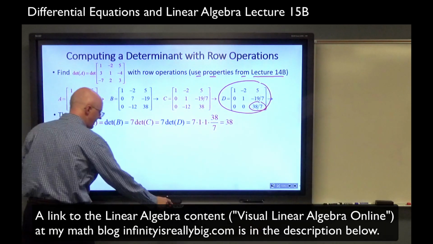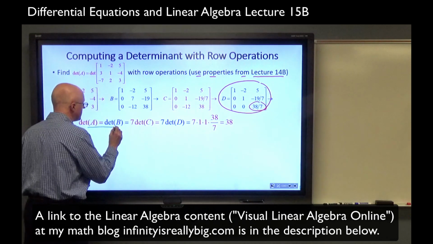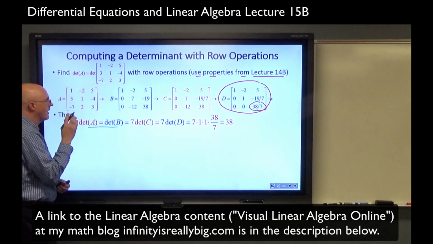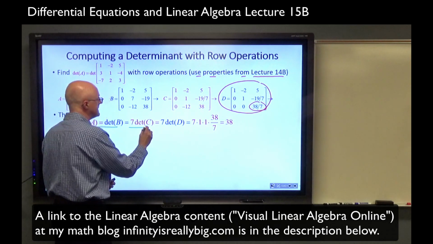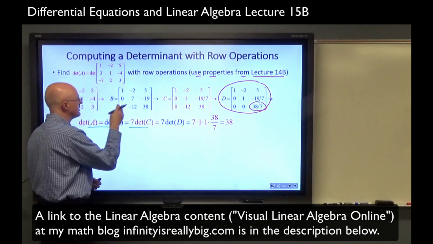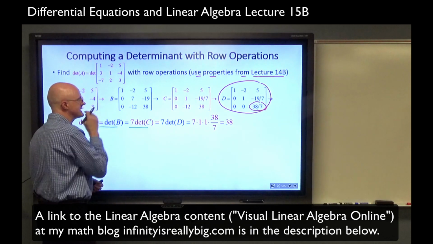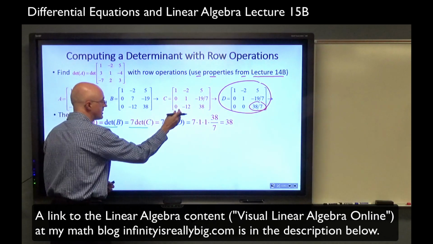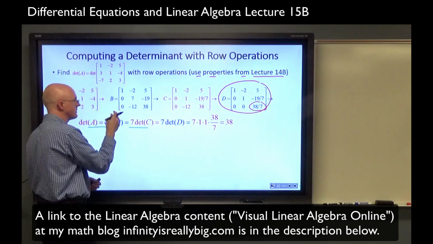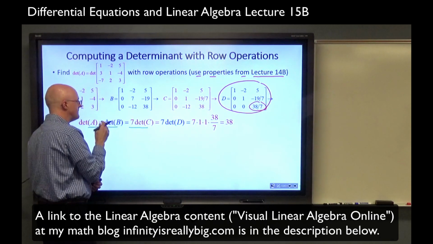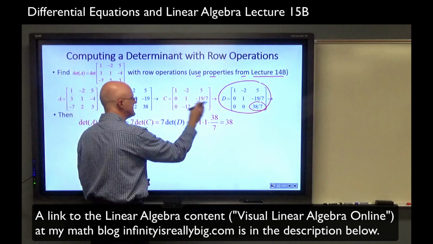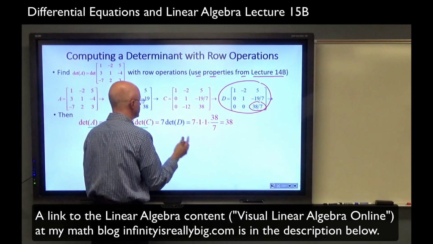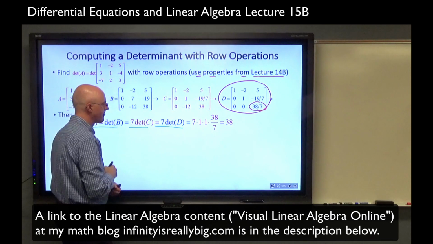The determinant of A equals the determinant of B because I obtained B from a row replacement operation. That's 7 times the determinant of C because I obtained C by multiplying row 2 of B by 1/7. So C's determinant is 1/7 times B's determinant. Said another way, B's determinant is 7 times C's determinant. And then I get from C to D by doing a row replacement operation. It leaves the determinant unchanged.